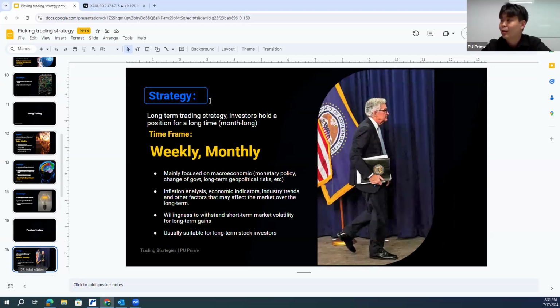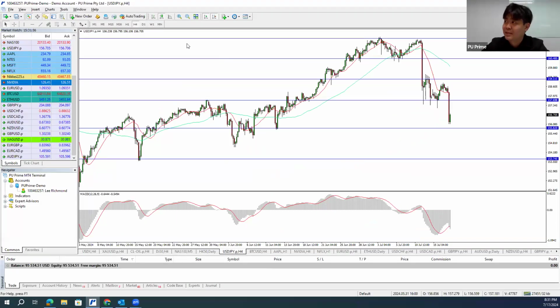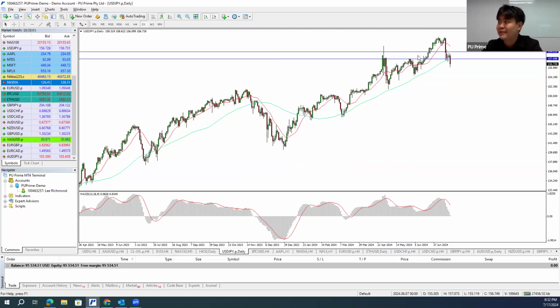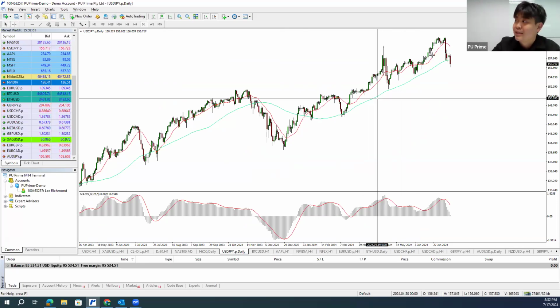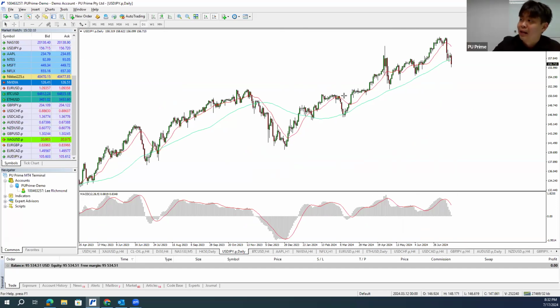Position trading is a longer term, the longest term trading strategy already. So, for example, maybe you hold your positions for a month. I would say a very good position trading example right now is USDJPY. Of course a lot of people might have been suffering previously because USDJPY kept going up, even though the Bank of Japan previously kept mentioning they want to intervene in their currency, which would cause the Japanese yen to go up and USDJPY to go down, but they kept ignoring it.